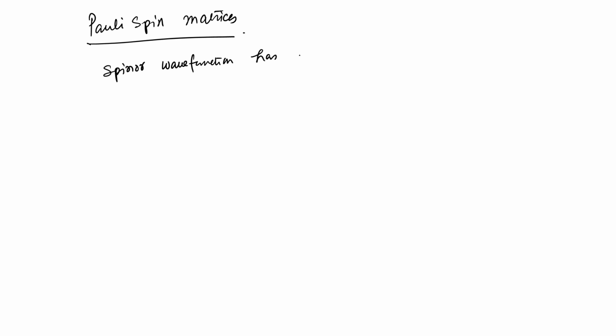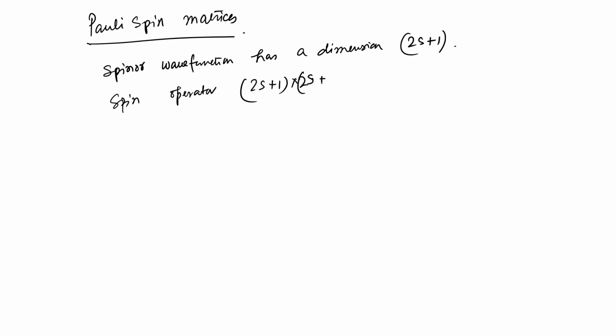The spinor wave function has a dimension which is 2s plus 1. So 2s plus 1 is the dimension, and any spin operators have the dimension 2s plus 1 into 2s plus 1. For s equal to half, we have a 2 component wave function, and we have an operator which is a 2 cross 2.